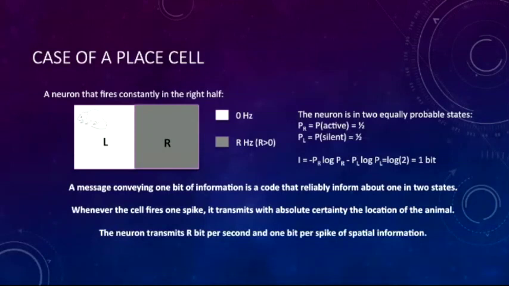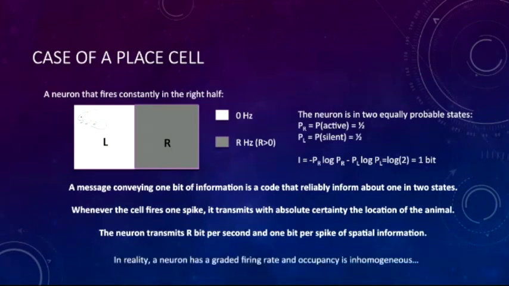Whenever the cell fires 1 spike, it transmits with absolute certainty the location of the animal. All right, in this case. Whenever you hear 1 beep on the loudspeaker, the cell has fired, you know that the animal is on the right side. However, the neurons fire at the rate R, meaning that the neuron transmits R bits per second of spatial information, but only 1 bit per spike. You see the difference? 1 bit per spike in this case, but because the cell fires at R hertz in this environment, it transmits R bits of information per second.